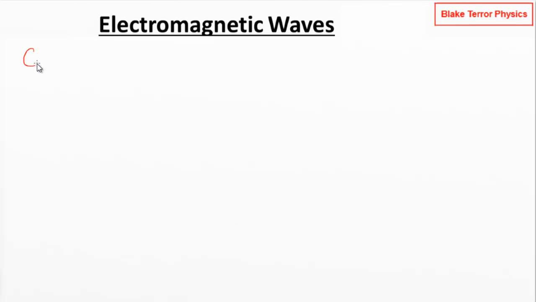So starting with coherence, the usual way that we talk about coherence in pre-university physics is just to say that two waves are coherent if they've got a constant phase difference.